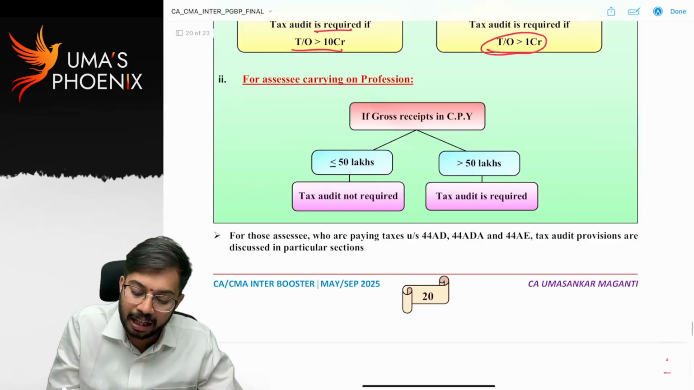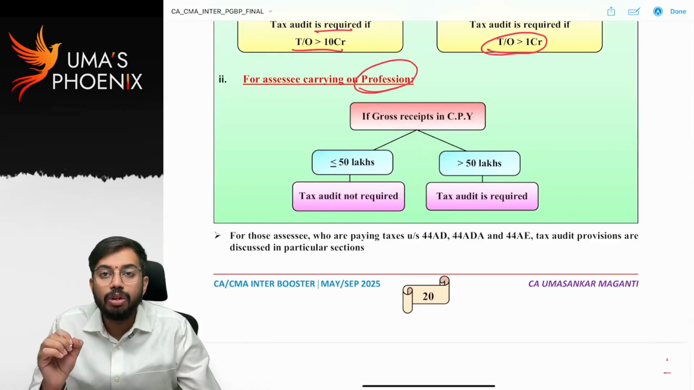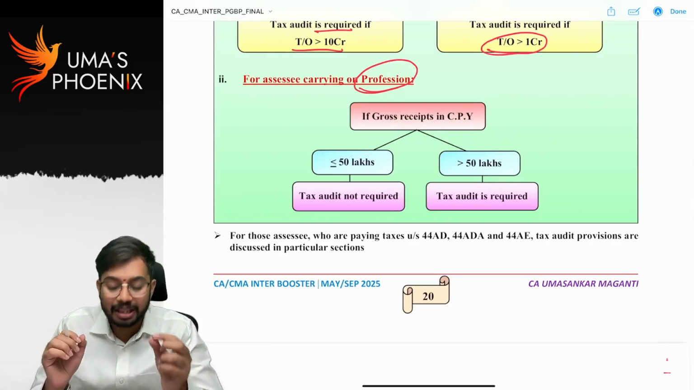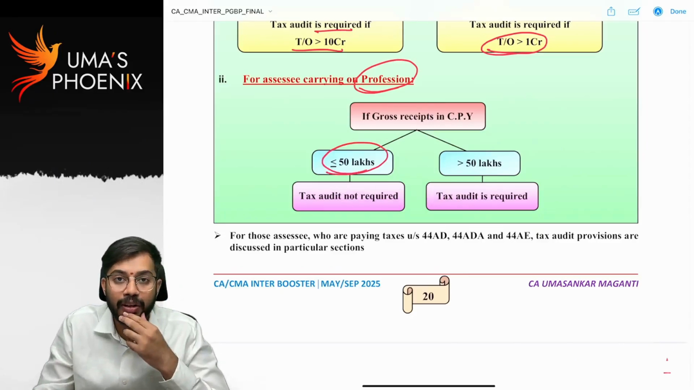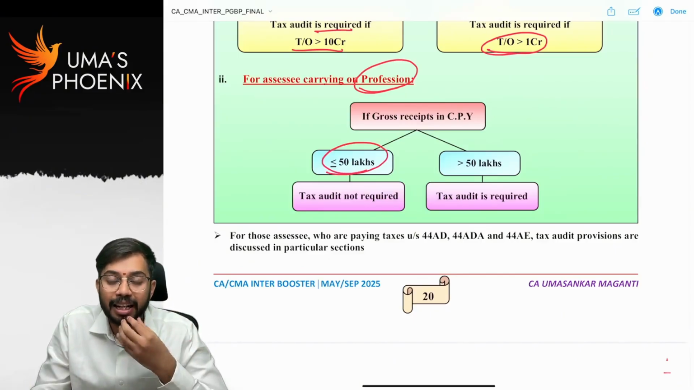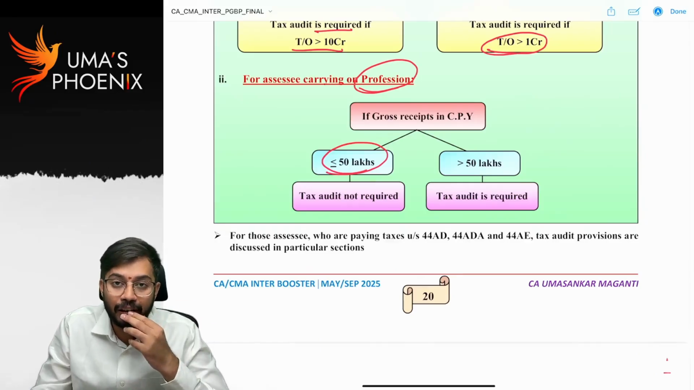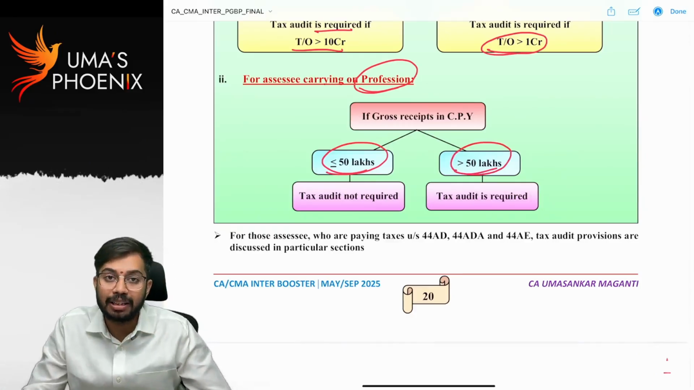In case SSC is engaged in profession, so for a professional, if gross receipts are less than or equal to 50 lakhs, he is not required to get his books of accounts audited. A doctor is there. In his profession, gross receipts are 47 lakhs, less than 50 lakhs, right? Professional, like doctor, is not required to get his books of accounts audited. If gross receipts are greater than 50 lakhs, then doctor is required to get his books of accounts audited by a chartered accountant.